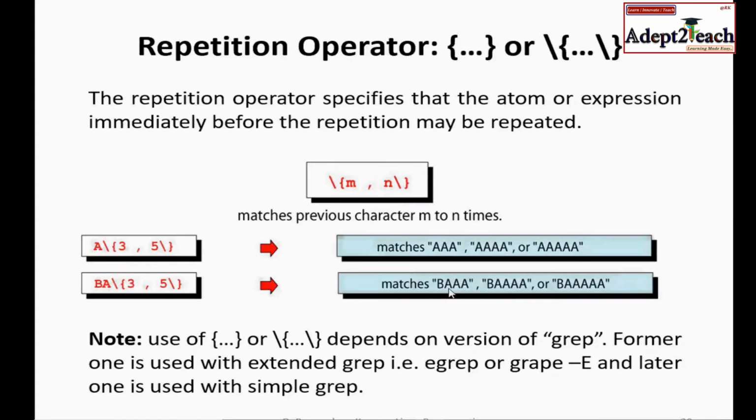So what type of matches will it look for? B is a starting character. Now you have put a repetition value of A. So at least 3 times A, then at least 4 times A, and maximum it goes to 5 times A.